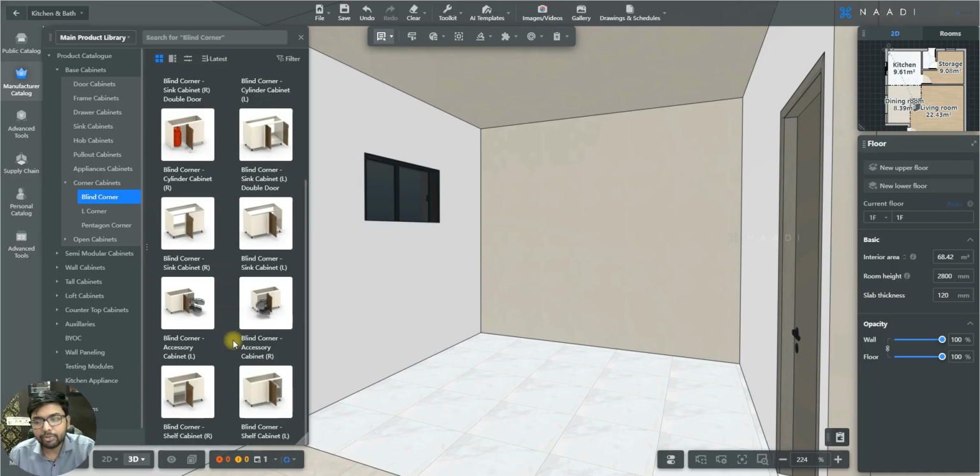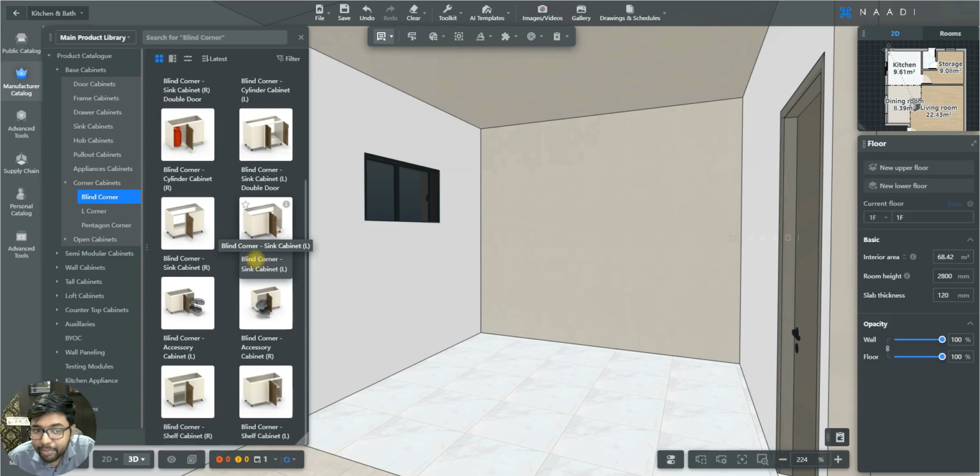And generally when it comes to blind corner, you will notice the schema here. This one is a blind corner cabinet. This one is also a blind corner cabinet, and this one is also a blind corner cabinet. It looks as if the cabinets are getting repeated, right? Technically not. If you read the name and thumbnail, you will understand the difference.